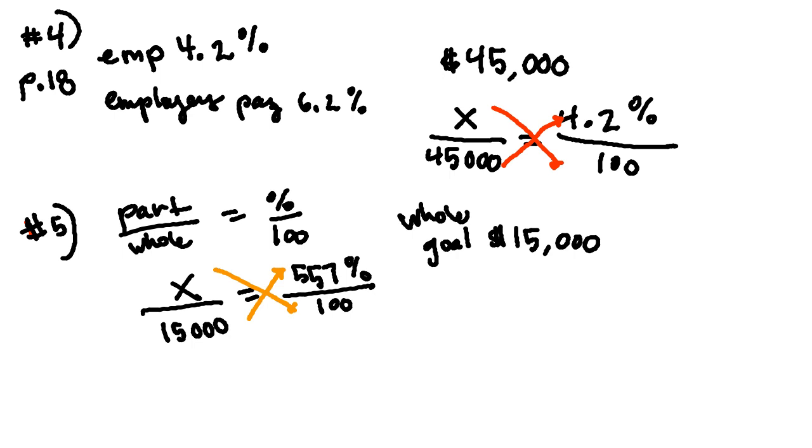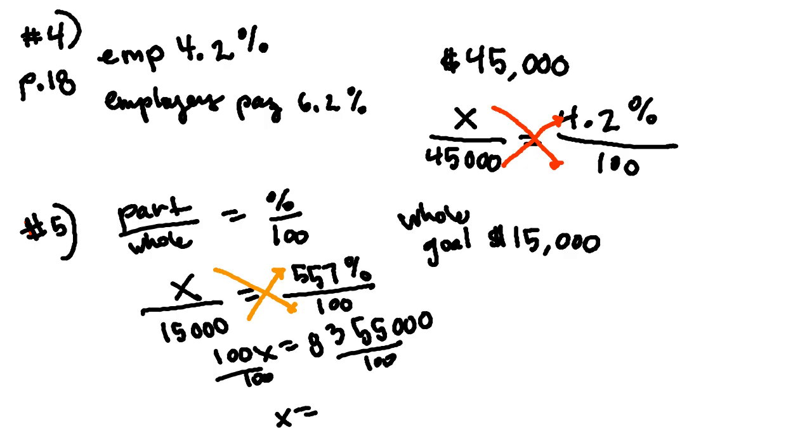100x equals, let's see, that's 15,000. Make sure I'm reading that correctly. Yes, that is correct. Times 557%. And then we'll divide by 100, divide by 100. X equals, okay, this 0 cancels with this 0, and this 0 cancels with this 0. So it's 83,550. And that's how much money they raised.